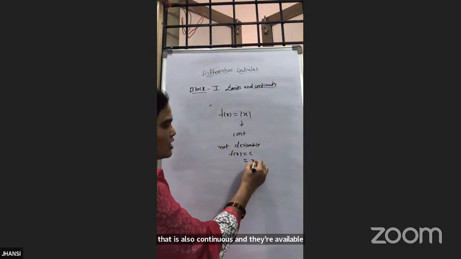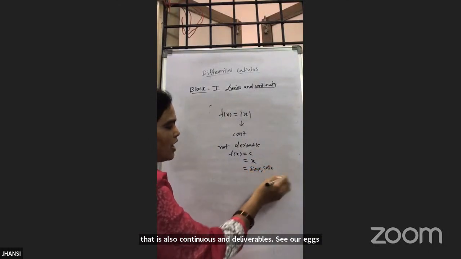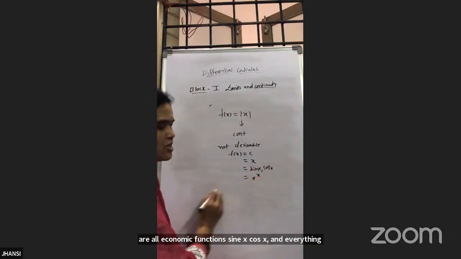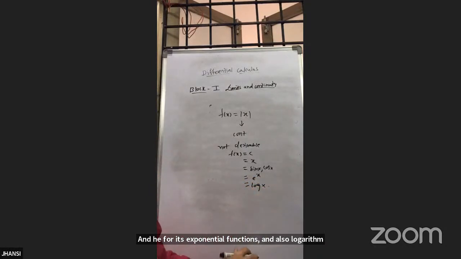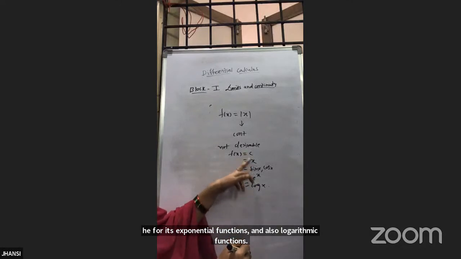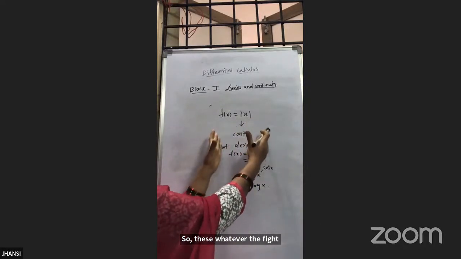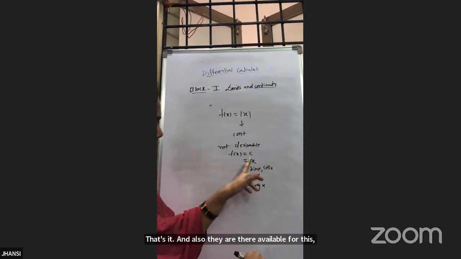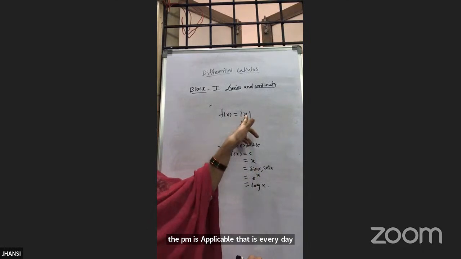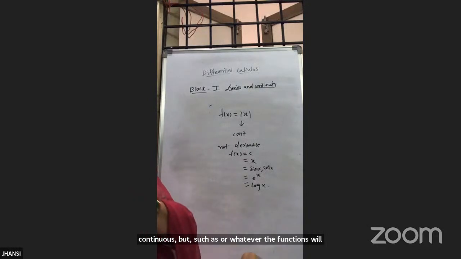Also all trigonometric functions, sin x, cos x, and everything, and e power x, exponential functions, and also logarithmic functions. So whatever the 5 categories of functions are there, these functions are continuous and also derivable. For this, the theorem is applicable. That is, every derivable function is continuous. But for such types of functions, they are only continuous, but they are not derivable.